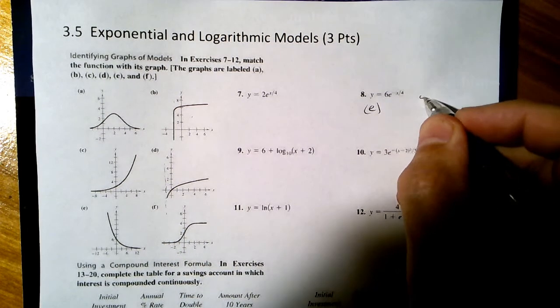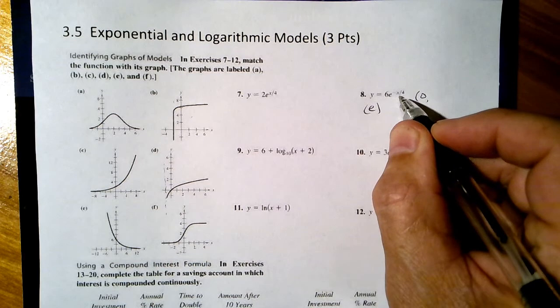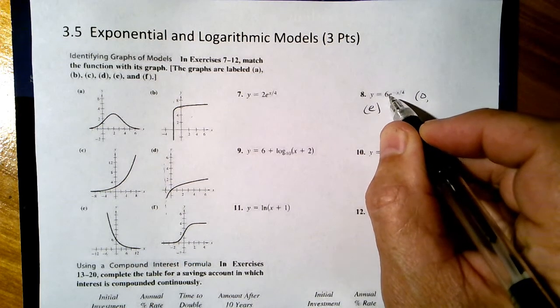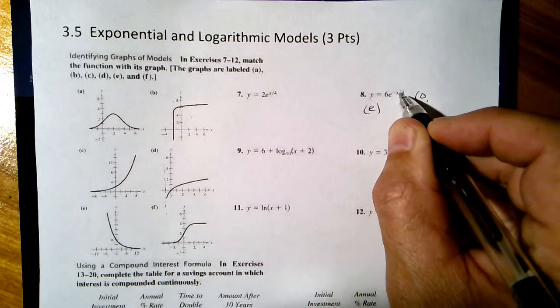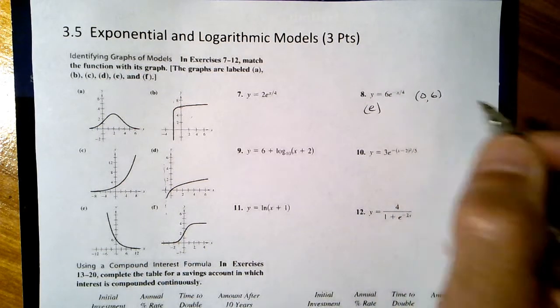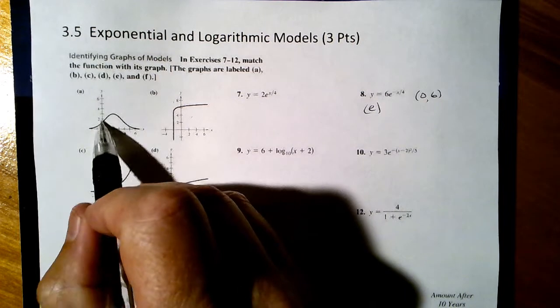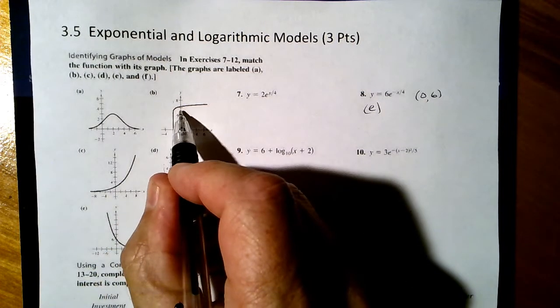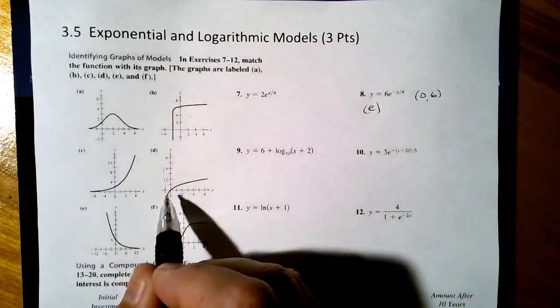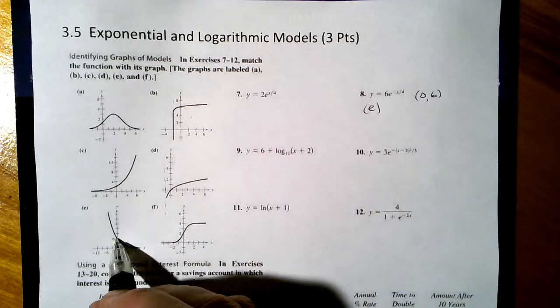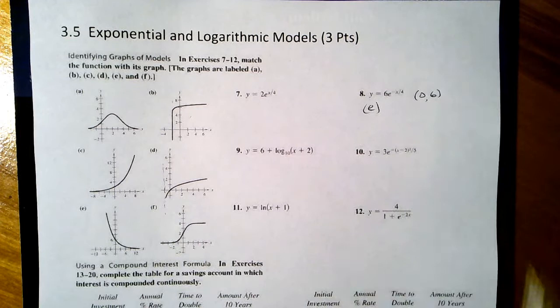In this case, what makes the exponent 0 is x = 0. And e to the 0, put in 0 for x and I get 0 up here. e to the 0th is 1. So (0, 6) is a point on the graph. (0, 6), nope. (0, 6), close, but nope. (0, 6), nope. (0, 6), nope. (0, 6), yep. (0, 6), nope. So I think this one's E.